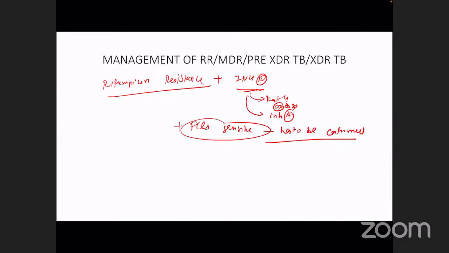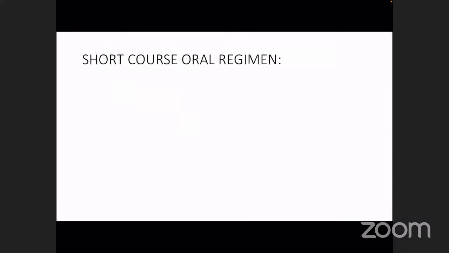Okay, and there are some more criteria where you don't want to use this short course regimen. In this scenario, you can use this short course oral bedaquiline containing regimen. So what is this short course oral regimen? It is obviously of 9 to 11 months. I just told you the 5 months of continuation phase is fixed, but the intensive phase is 4 to 6 months.